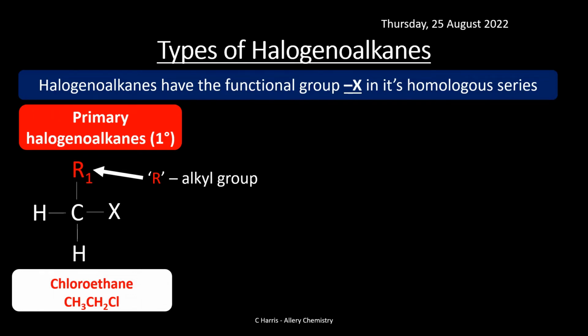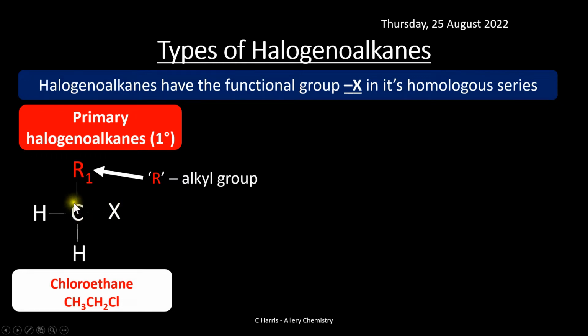So this, for example, is a primary halogenoalkane. Primary halogenoalkanes have a halogen that's attached to a carbon that is attached to one other carbon. So that means it's primary. Look at the halogen, that's attached to a carbon.